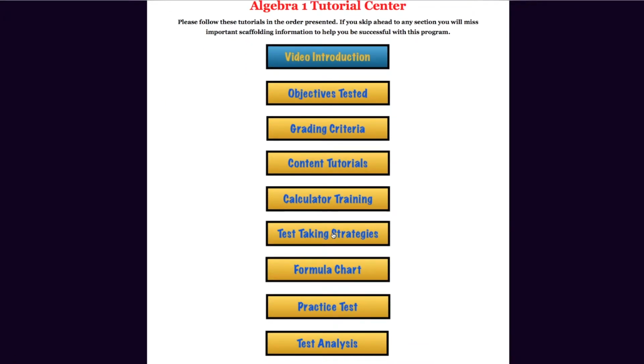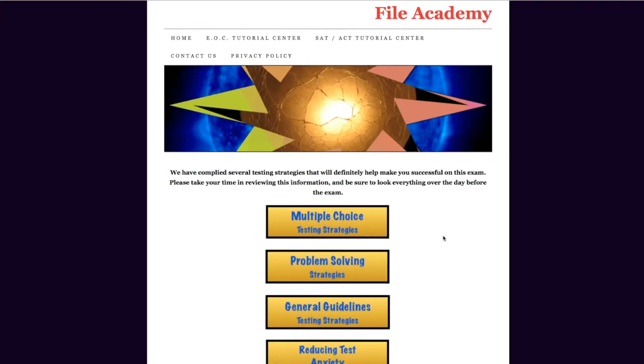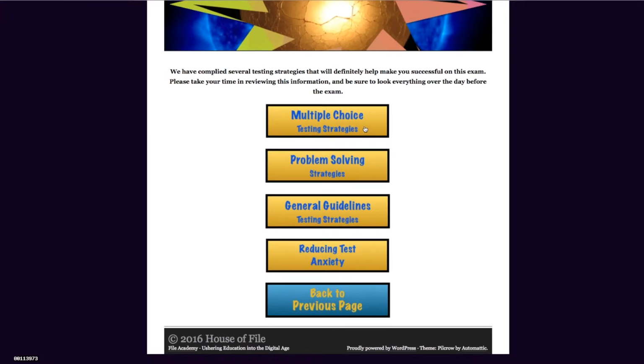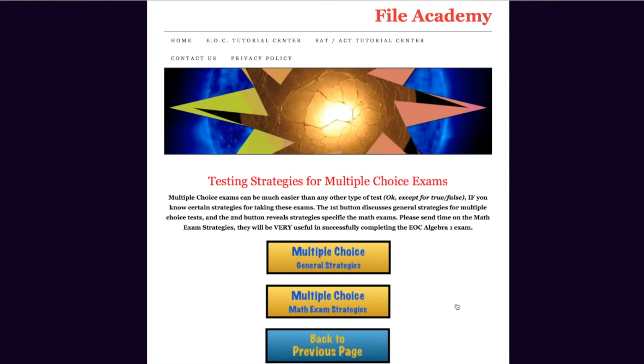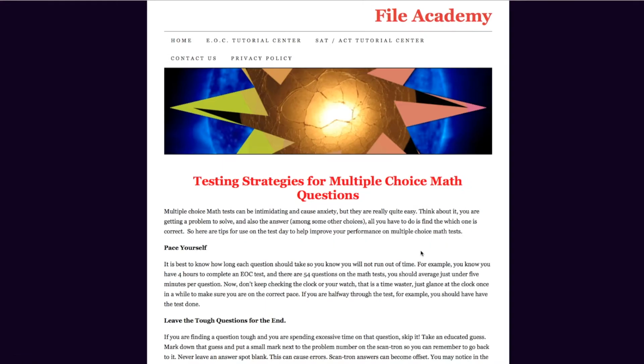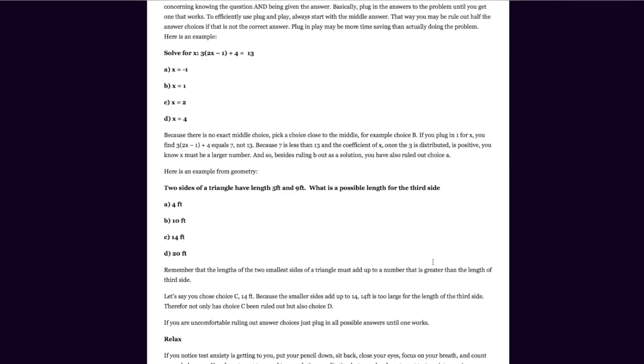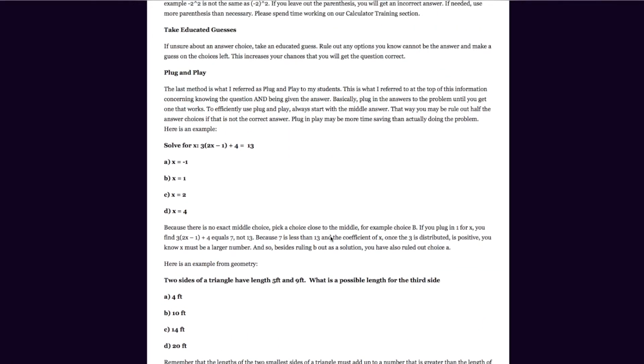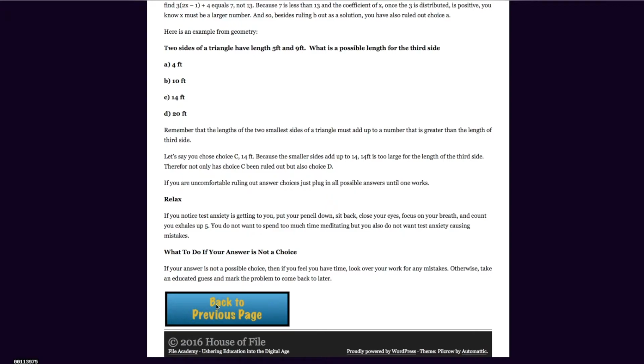And we give a section on testing strategies. Okay, so the testing on this gives you multiple choice testing strategies, problem solving strategies, general guidelines, and also a section to reduce test anxiety, which is extremely important on these very high stakes tests. And let's look at the multiple choice. We break that down also to general strategies for multiple choice tests and specific strategies for taking multiple choice math exams. Plus you have samples of how you can find things.